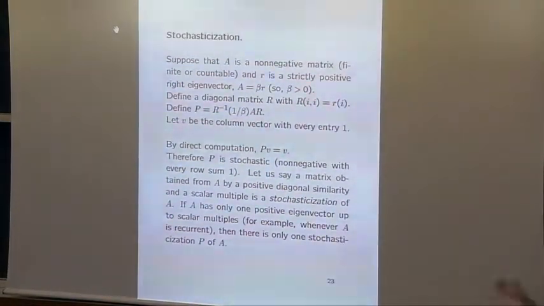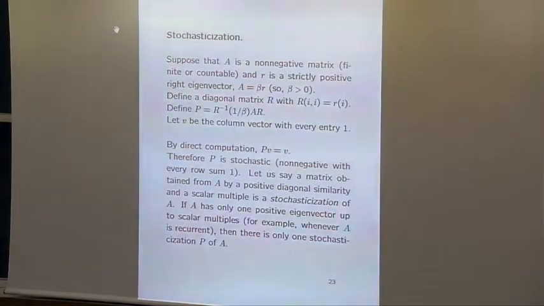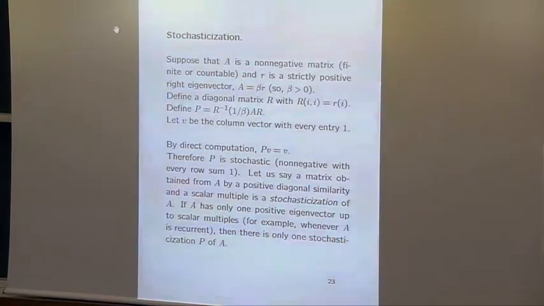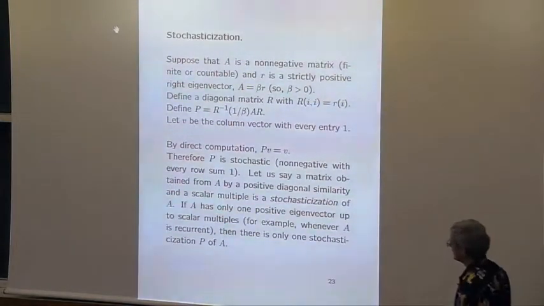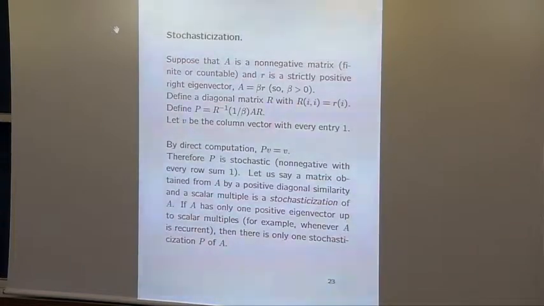Okay? So that's saying that, well, what is P times V? It's the vector of row sums. Every row sum is 1. The matrix is non-negative. The matrix is stochastic. So this is stochasticizing the matrix A. Now, if A has only one positive eigenvector up to scalar multiples, for example, if A is recurrent, then there's only one stochasticization. Okay, so you have a canonical stochasticization of the matrix.